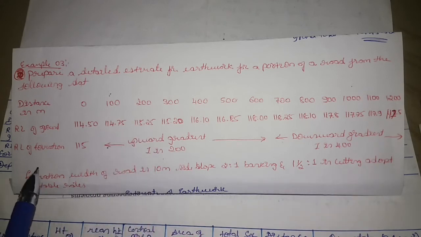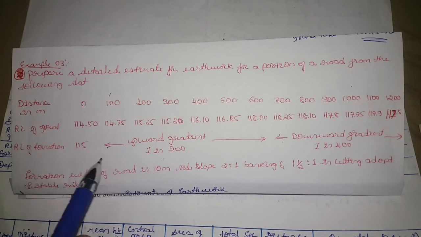The depth is calculated as RL of the formation minus RL of the ground. You will get the depth. Those depth values will be tabulated in the formula, and then we will find the quantities, that is, (B·D + S·D²) × length. This is our ultimate final formula, where we substitute to find how much quantity of banking and how much quantity of cutting earthwork should be done. We will get those as the total quantity at the end.